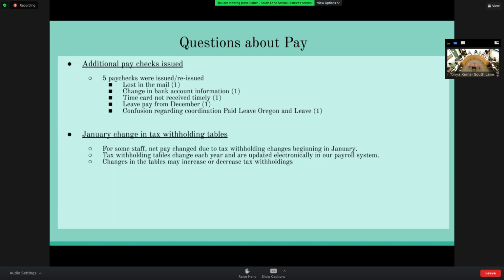Another question that came up in January and again in February was that for some staff, their net pay changed due to tax withholdings. In January of each year, the federal and state governments update their tax tables. Those tax tables are automatically updated and posted into our payroll system, as well as everybody's. Based on staff's W-4 withholdings, their federal and state deductions may change. Interestingly, this year, federal tax increased and state tax decreased, which doesn't make a lot of sense. For those people who had those questions, we did check their withholdings. We let them know that those changes were made, and if they wanted to make changes in their paycheck based on the withholdings, to complete a new W-4 and turn it in.